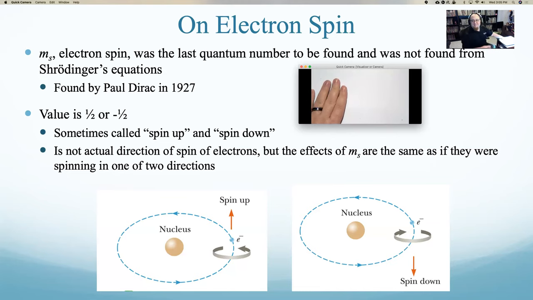Here's the thing, though. The electron isn't spinning. The electron's a wave. It's not a particle. We can't talk about how an electron is spinning. That just isn't what's happening.